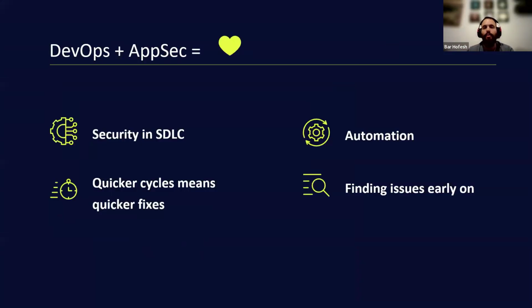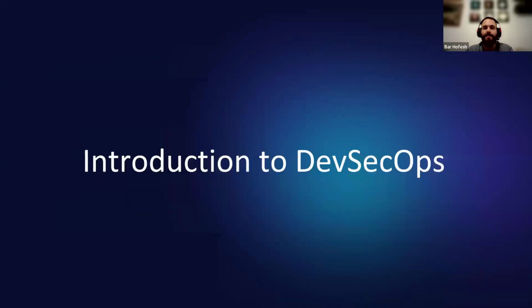All right, so we defined that security. We know that we call it AppSec. We defined the DevOps. Now, how do we actually integrate them? Because DevOps and AppSec work beautifully together, right? We are securing the SDLC. We have quicker cycles, which means quicker fixes. We have automation, and we can find issues early on. Looks amazing. This is DevSecOps. And the idea behind introducing security into that DevOps cycle or DevOps concept.